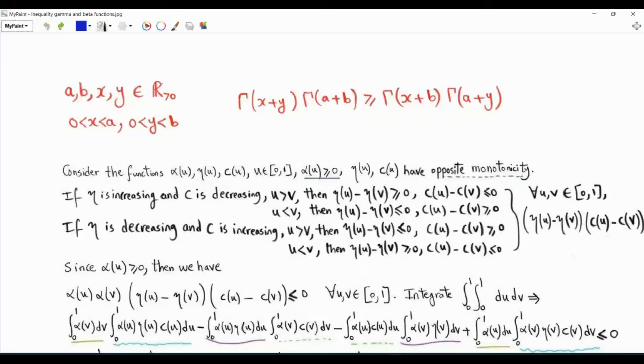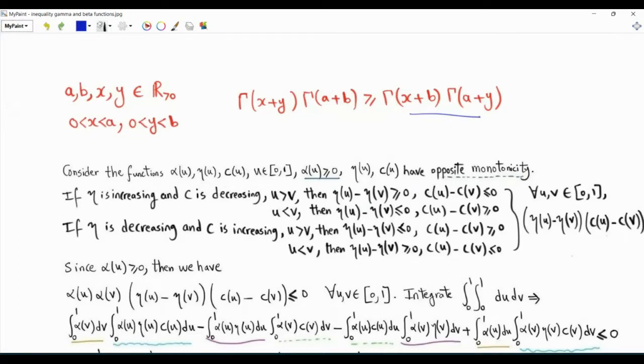A, B, X, and Y are positive real numbers. X is less than A and Y is less than B. We are interested in this inequality involving the gamma function. Gamma of X plus Y times gamma of A plus B is greater than or equal to gamma of X plus B, gamma of A plus Y.